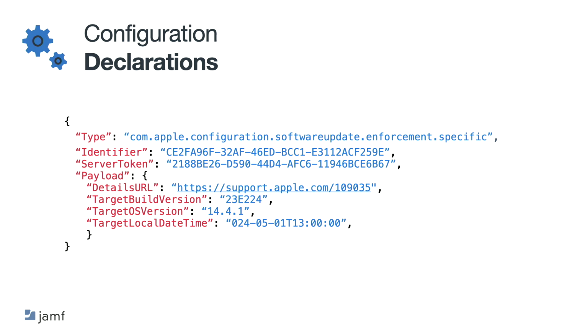So let's have a look at declaration configurations. As I said, they're similar to configuration profiles. We've got a payload key representing data that's pertinent to the declaration type. So in this one here, we've got a software update declaration. We get an ability to put in a URL that the user can see to find out about the software update. We've got the required target OS version and target local install date, and then the optional build version.